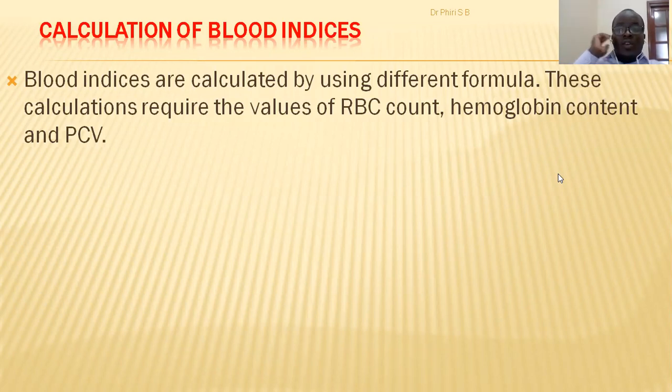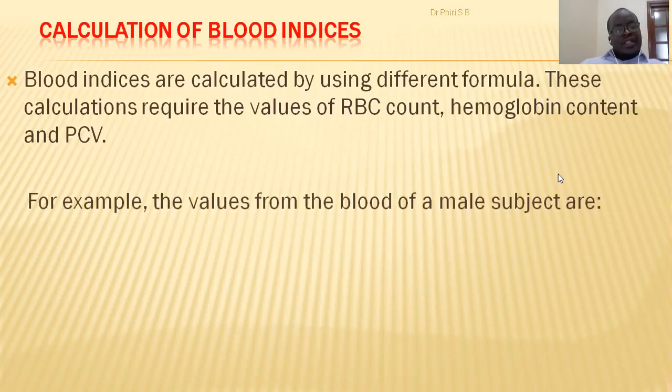But when you're using automated machines, they will calculate on their own. And then they will just give you absolute values for blood indices. And then from there, you're able to come up with a diagnosis. So for example, let's give ourselves a male subject with these data to be used to come up with the calculations for blood indices.